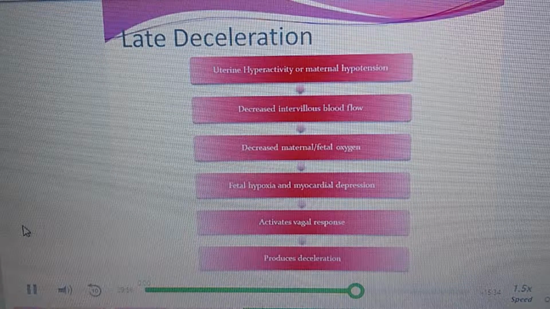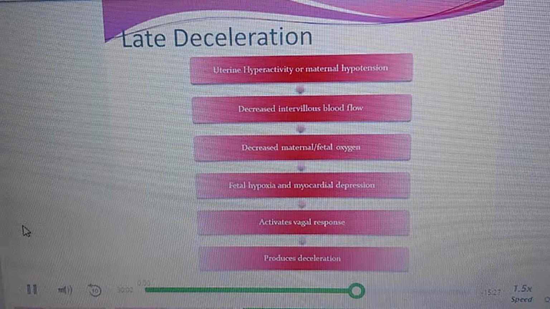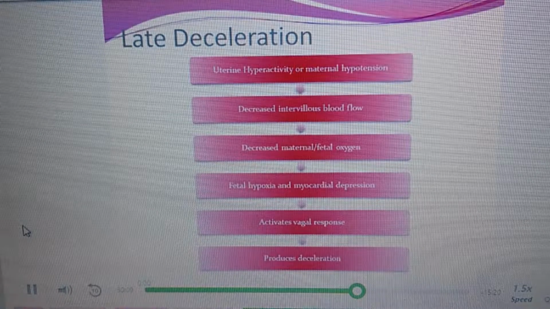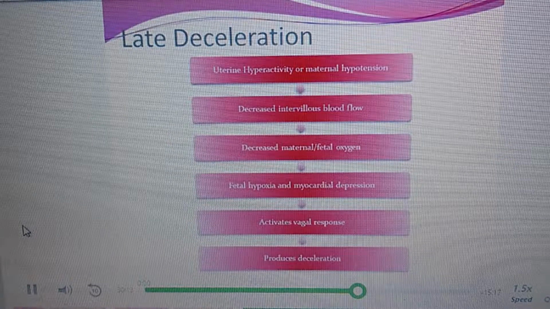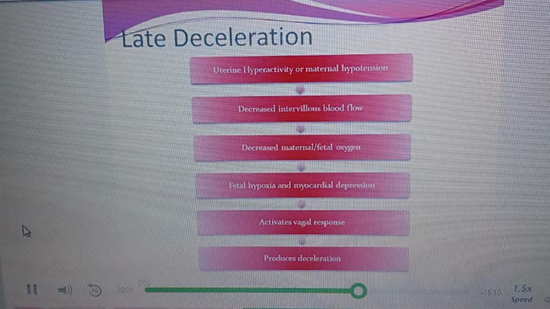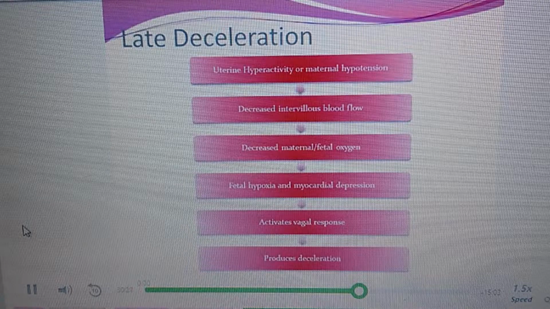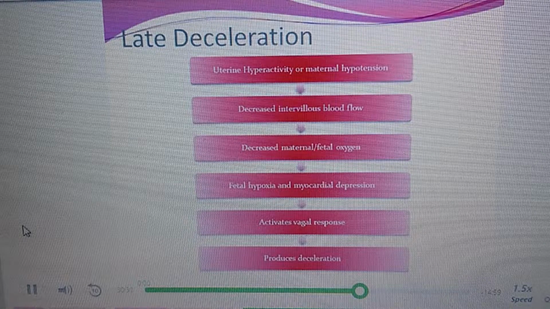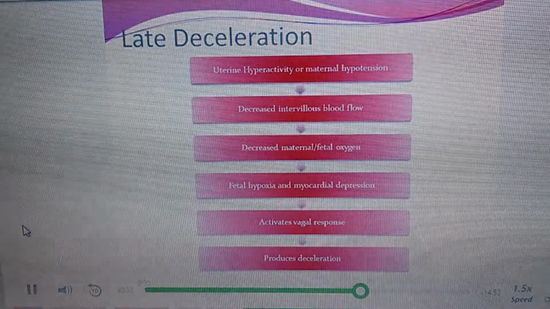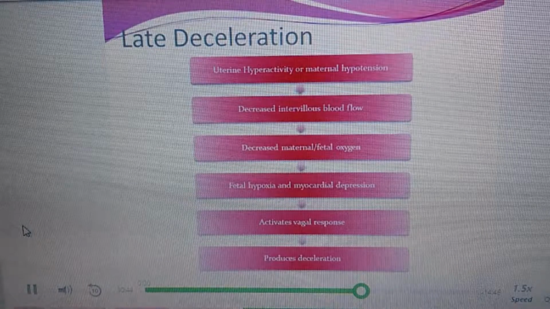Earlies, always think of earlies being okay because you always want to be early somewhere, but being late, that's never okay. So lates, what's happening with a late? The uterus is having a contraction, the mom is having possibly a decrease in blood flow, blood volume causing hypotension. This decreases her blood flow. As her blood flow decreases, this fetal oxygenation is decreased. Fetal hypoxia occurs and myocardial depression occurs. This activates a vagal response and produces a deceleration.